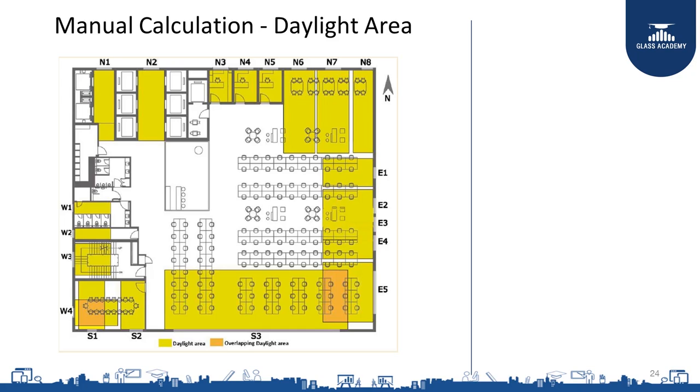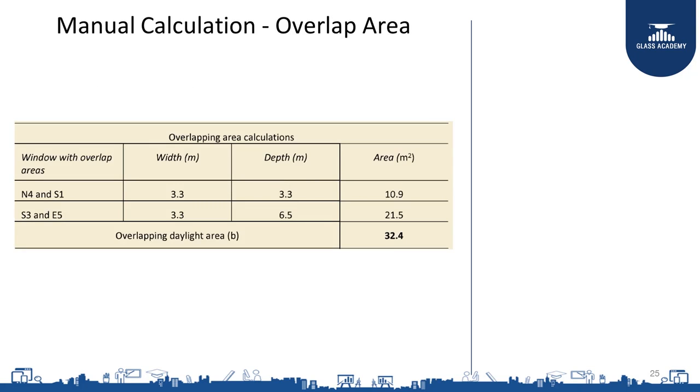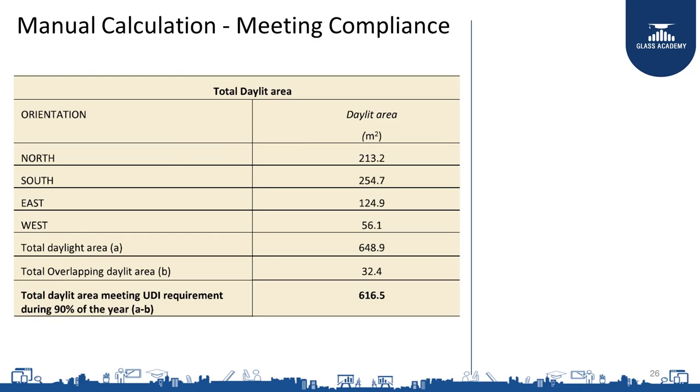Similarly, the area near window S1 and window W4 is being counted twice. It is counted in W4 as well as S1. Therefore, this also needs to be subtracted. So, we remove the overlapping areas by first adding the total overlapping areas and reducing it from the total daylight areas that we got from each orientation. So in this example, we are getting 616.5 meter square area which is meeting the daylight requirements of UDI 90% of the year.